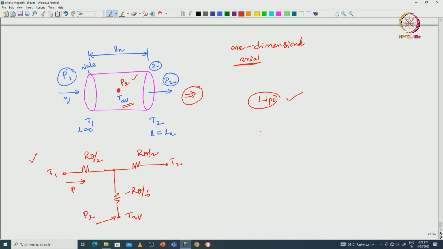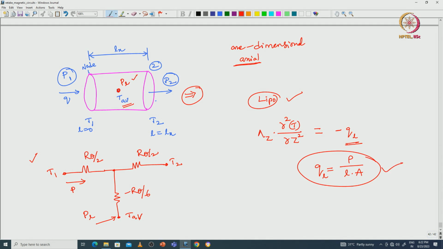The Poisson's equation is lambda z times the double partial derivative of the temperature in the z direction. Here z direction represents the axial direction, that is equal to minus QL. Here QL represents the heat flow density. Heat flow density is equal to power loss with respect to the volume. This is the heat flow density. So from this equation we can start deriving the equivalent thermal network. At the end we will see the thermal equivalent circuit in this fashion.